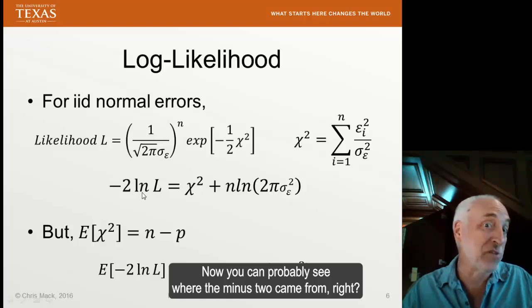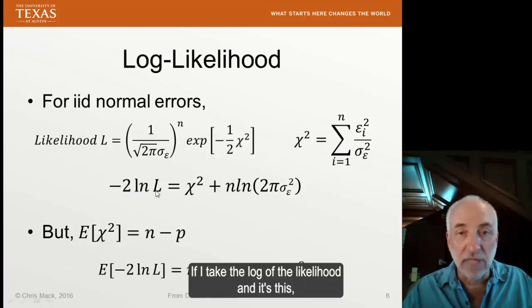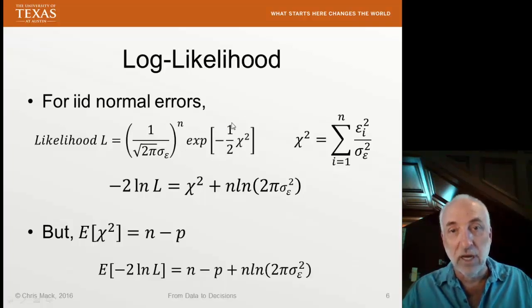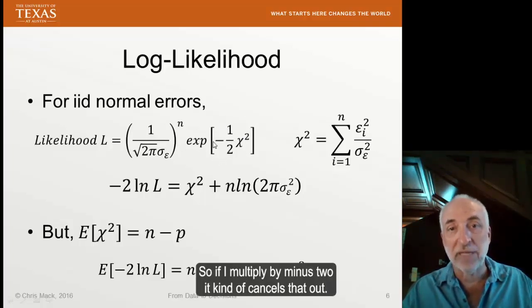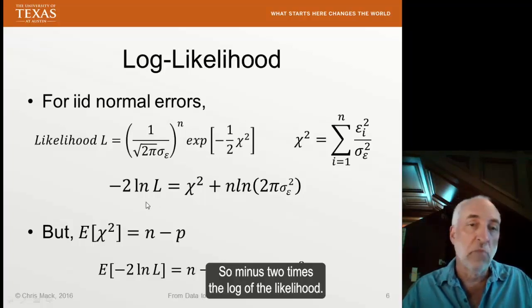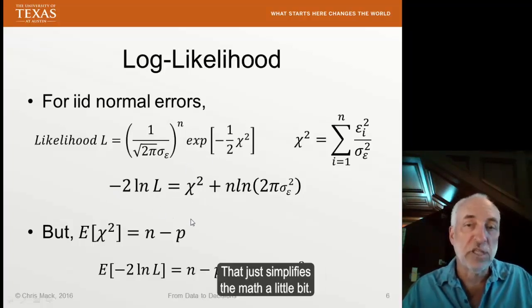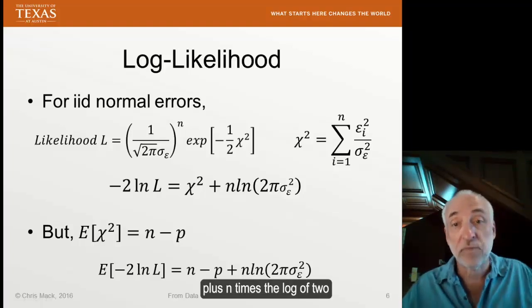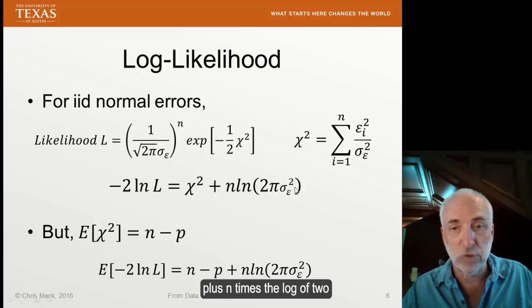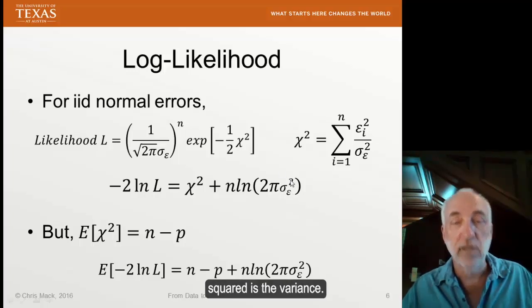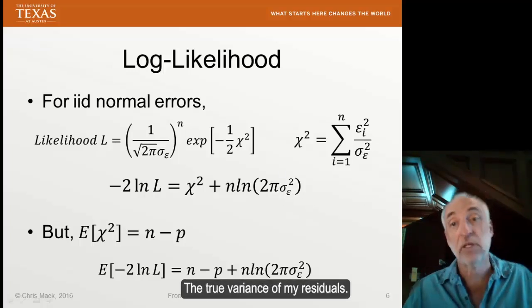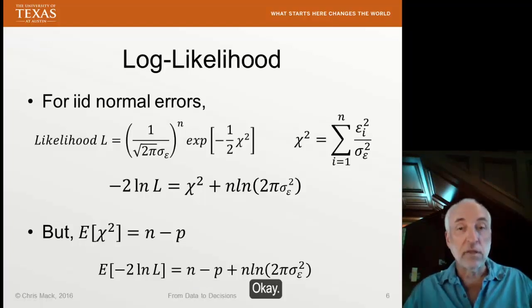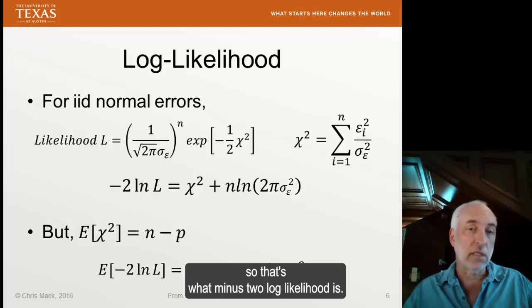Now you can probably see where the minus 2 came from, right? If I take the log of the likelihood and it's this Gaussian function, I'm going to get this minus 1/2 out in front. So if I multiply by minus 2, it kind of cancels that out. So minus 2 times the log of the likelihood just simplifies the math a little bit. And I get chi-square plus n times the log of 2 pi sigma e squared. Sigma e squared is the variance, the true variance of my residuals. Okay, so that's what minus 2 log likelihood is.